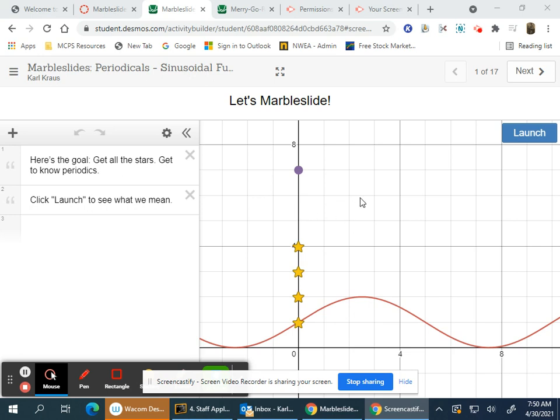This is a video of the marble slides. This first slide is just showing you that when you hit this launch button, what you want to do is collect all the stars and then get that success message.